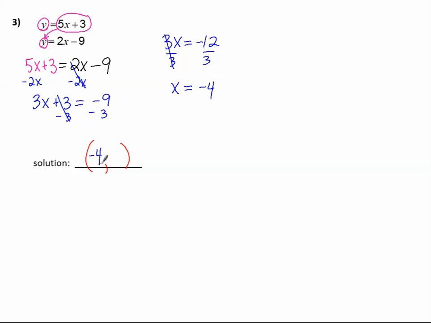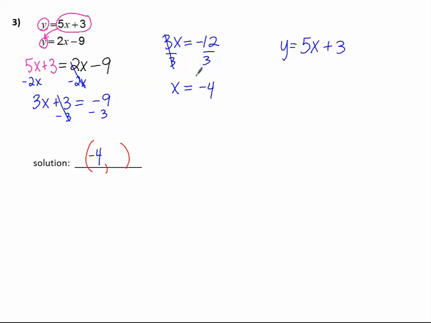So we have the x coordinate of negative 4. Now we know we need to plug this in. Both of these equations look pretty easy to plug it into, so let's pick one of them. I'm going to pick the first. Y equals 5x plus 3 is what that equation says.